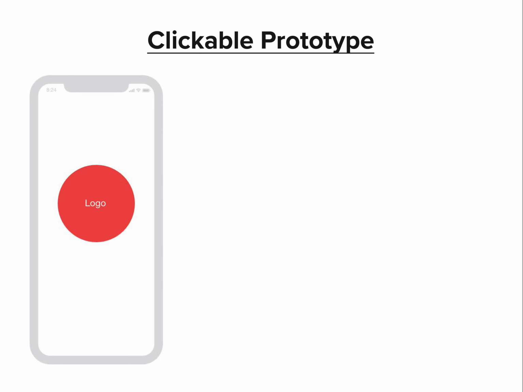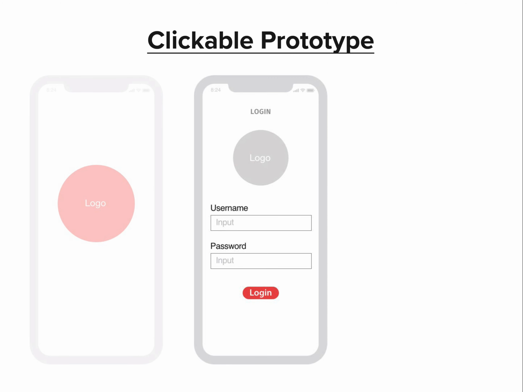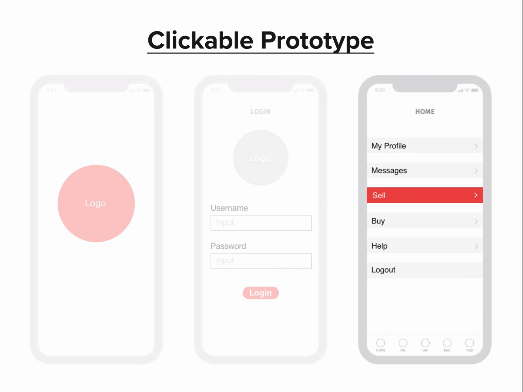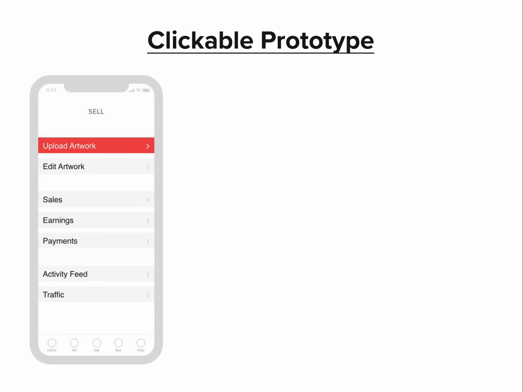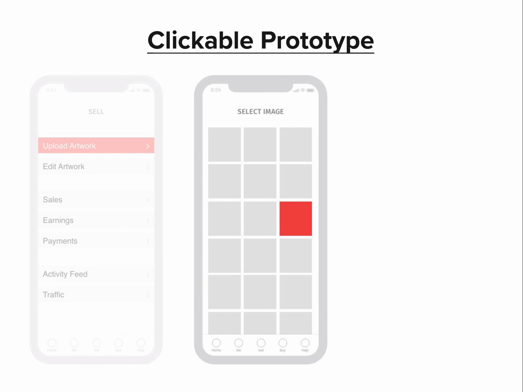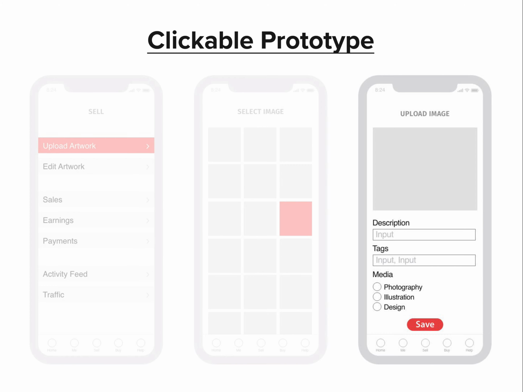This was designed in Adobe XD and begins at the app landing page. Then progresses to the login page where users enter their username and password, then click on the login button. This then takes you to the home page or the main menu. Click on the Sell menu to access your seller account. Then click on Upload Artwork. The Select Image page appears, which loads your photo album. Select an image by clicking on it. On the next screen, Upload Image, your image will then appear. Add a description, tags, and select a media type with the radio buttons, then click Save.